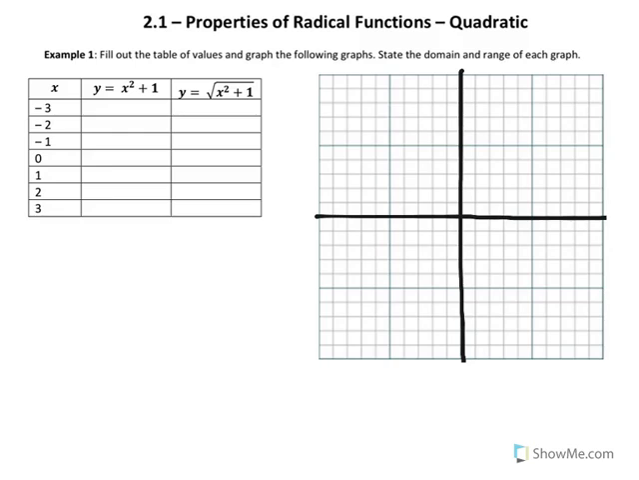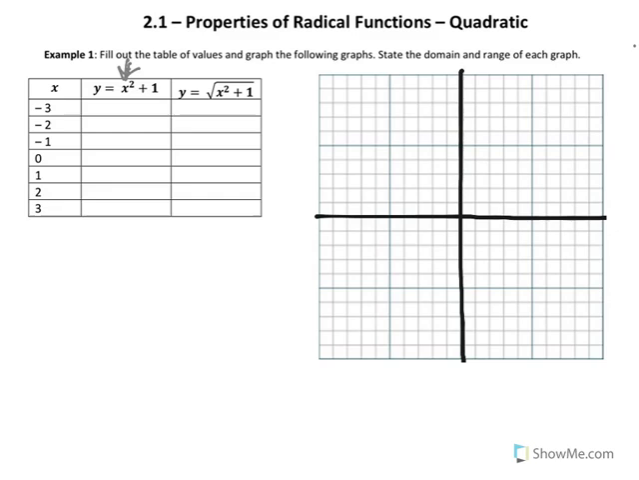Lesson 2, properties of radical functions, and we're going to do quadratics now. Just like with lines, we're going to graph the original parabola, and then we're going to square root our answers. So if I plug a -3 into this equation, so we're going to plug all these in, we'll make the table of values.